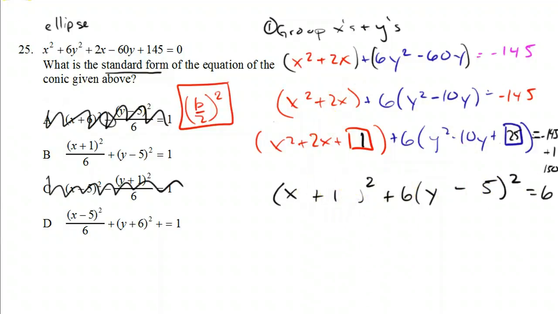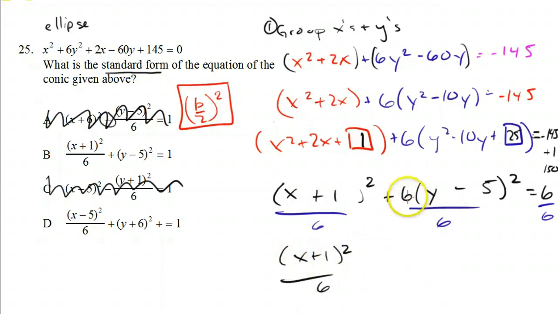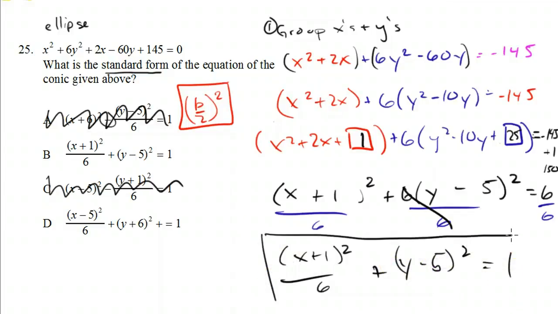And now it's basically there, but for an ellipse, we always need it to be equal to a specific number. What number is that? It's a 1, so we can divide by itself everywhere to make sure we get it equal to 1, and we have our final answer. So here I get x plus 1 squared over 6. Here the 6's cancel, and here we get it equal to 1 like we wanted. And we see our final answer is B.